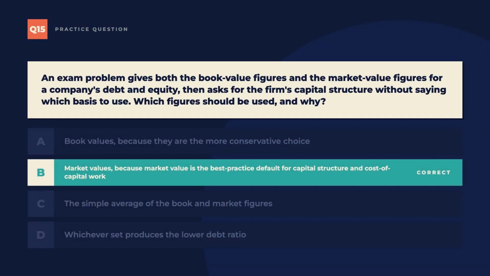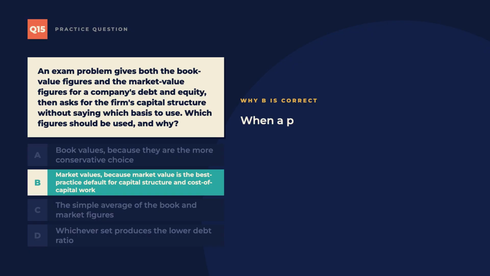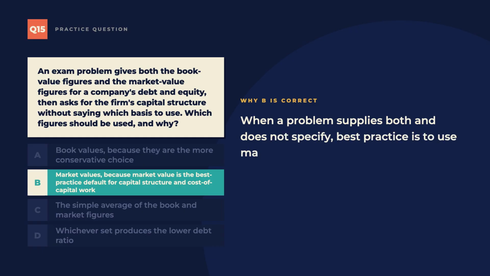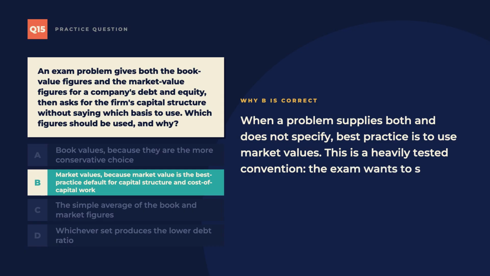The correct answer is B. Market values, because market value is the best practice default for capital structure and cost of capital work. B is correct because when a problem supplies both and does not specify, best practice is to use market values. This is a heavily tested convention. The exam wants to see that market value is the default for capital structure and cost of capital decisions.